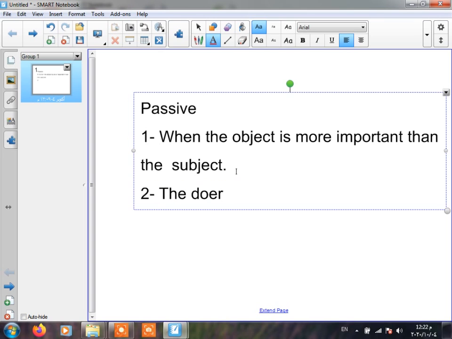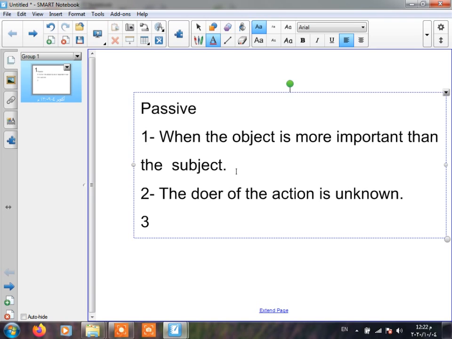The doer of the action is unknown. And the third thing is when the doer of the action is obvious. What's the meaning of that? For example, if I said that the criminal or the thief was arrested, who arrests the people? The police. So here, the doer of the action is obvious.